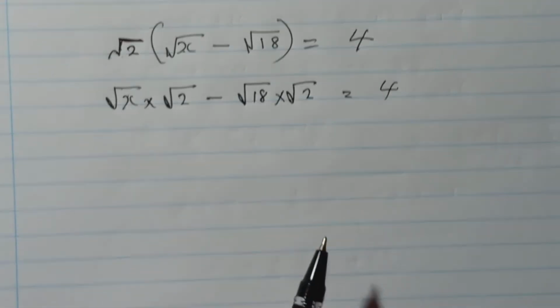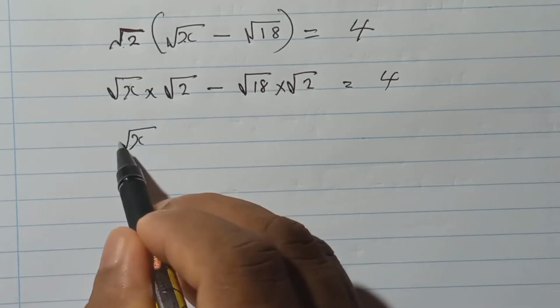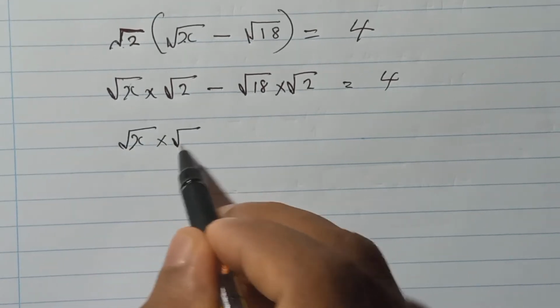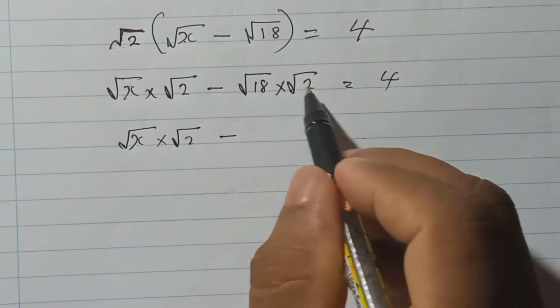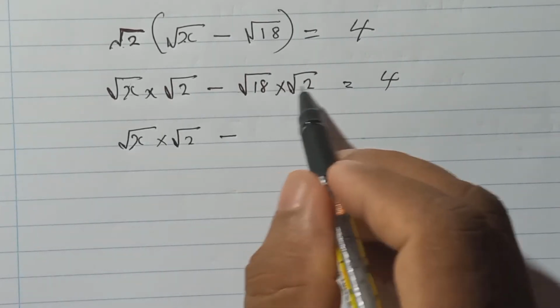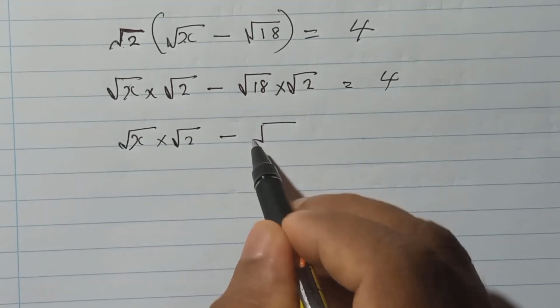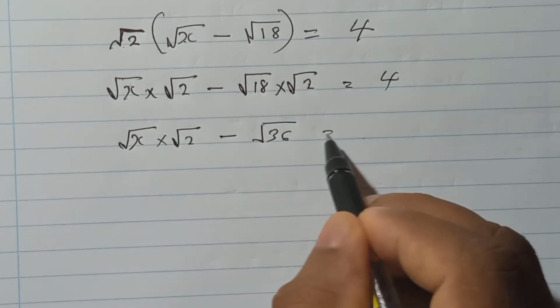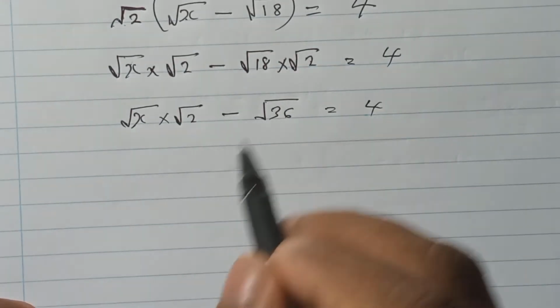Here 4. Now here you can't do anything, so I will write the same way, square root x into square root 2. But here 18 into 2, both have square roots, no? So that's why you can multiply 18 into 2, 36. So 36 is a square root, right? Square root of 36 means 6. You know, right? Someone can write directly here answer 6.